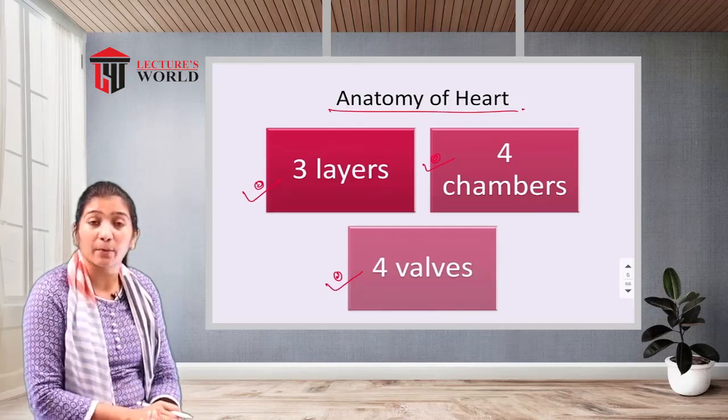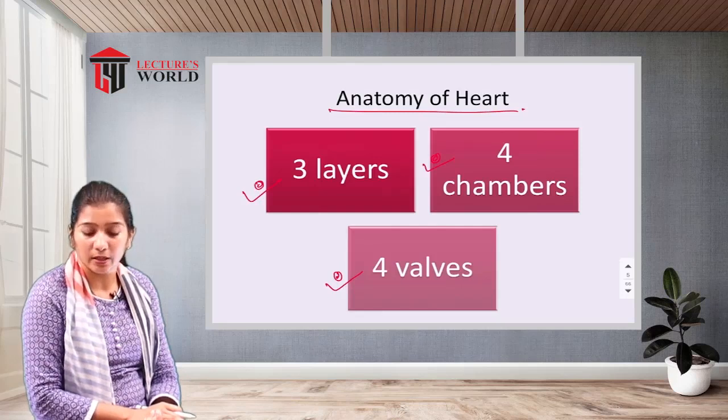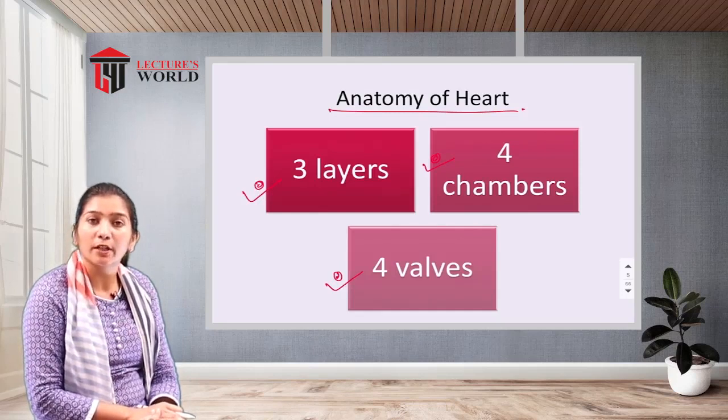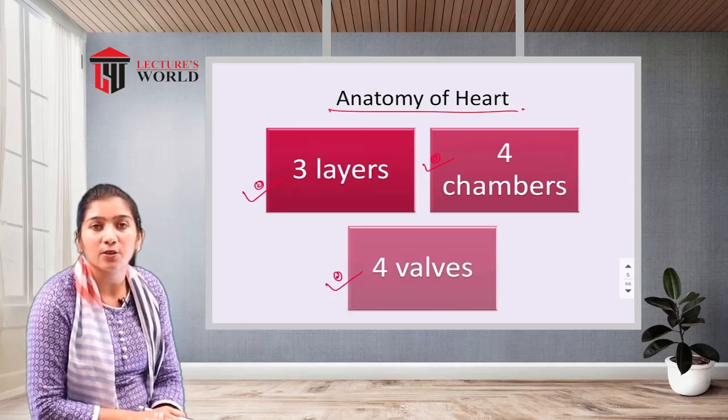There are four chambers: right atrium, right ventricle, left atrium, left ventricle, and there are four valves, which are the mitral valve, tricuspid valve, pulmonary valve, and the aortic valve. So first we will discuss the layers of the heart.